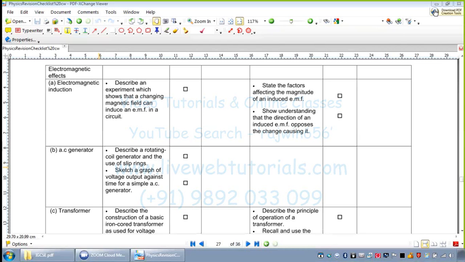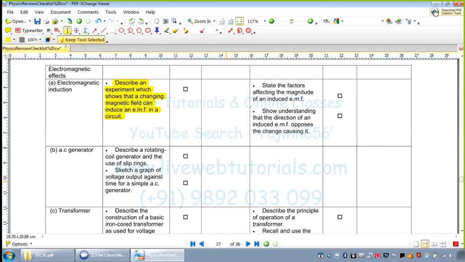Now next part is electromagnetic induction. Here we are supposed to describe an experiment which shows that a changing magnetic field can induce an EMF in a circuit. Now what is the meaning of this first of all? A changing magnetic field can induce an EMF.